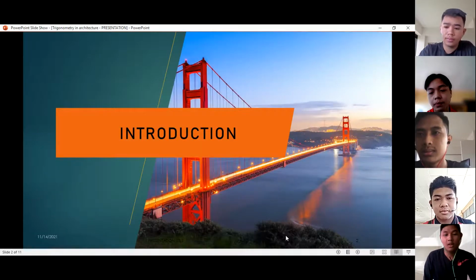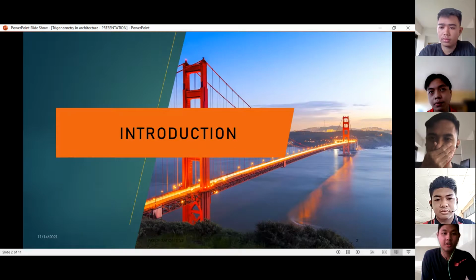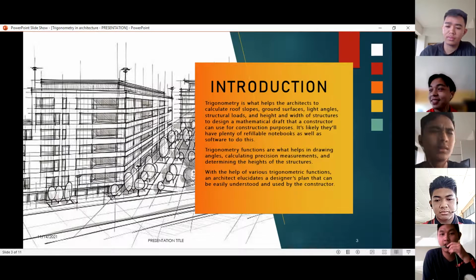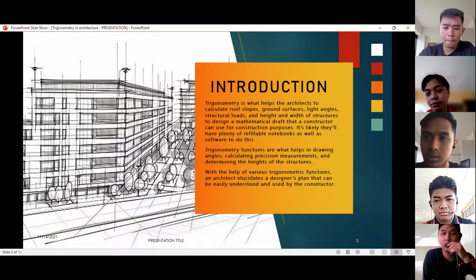Let me discuss the introduction. Trigonometry is what helps architects to calculate ground surface, angles, structure, loads, and the height and width of a structure, to design a mathematical graph that a constructor can use for construction purposes. It's likely they have plenty of available notebooks as well as software to do this.